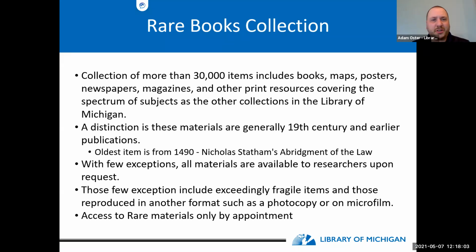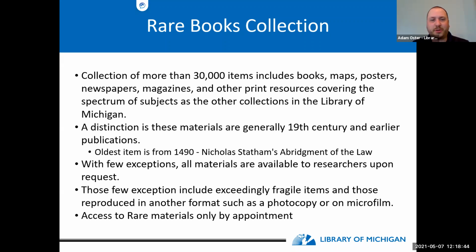Looking into our rare book collection, it has over 30,000 items, including books, maps, posters, newspapers, magazines, and other print resources, just covering a spectrum of subjects, as well as other collections in the Library of Michigan. A distinction of these materials is that they are generally from the 19th century and earlier. The oldest, from 1490, is Nicholas Statham's Abridgment of the Law. It's a French document of English text. I still have not seen it because it's just one of those fragile items that we don't pull out very often.